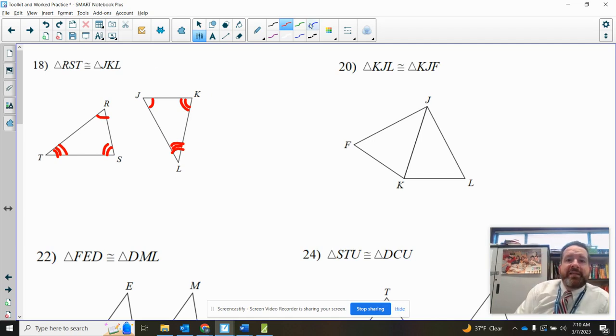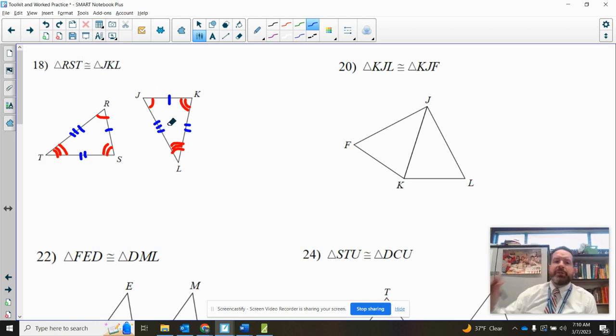Same thing is true with the sides. So RS, the first two letters, has to match up with JK. So one slash. ST, the second two letters, has to match up with KL, the second two letters. And then RT, first and last, has to match up with JL, first and last. There you go. You should be able to kind of, in your mind, rotate and spin that second shape so it lines up on top of the first one and all the marks match up.